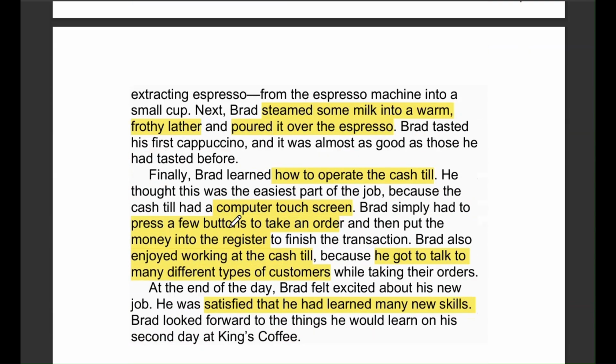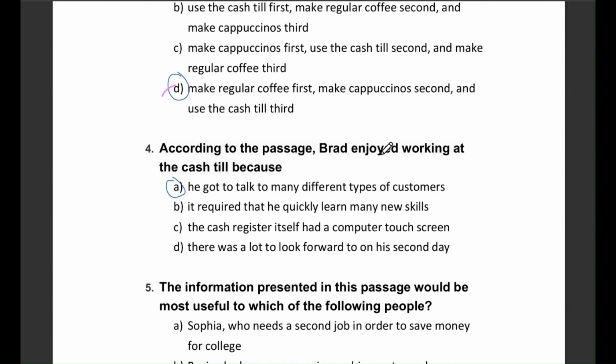Question 4 asks, according to the passage, Brad enjoyed working at the cash till because, and offers these options. A, he got to talk to many different types of customers. B, it required that he quickly learn many new skills. C.